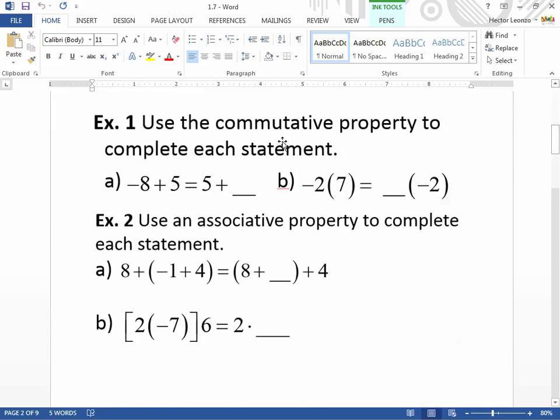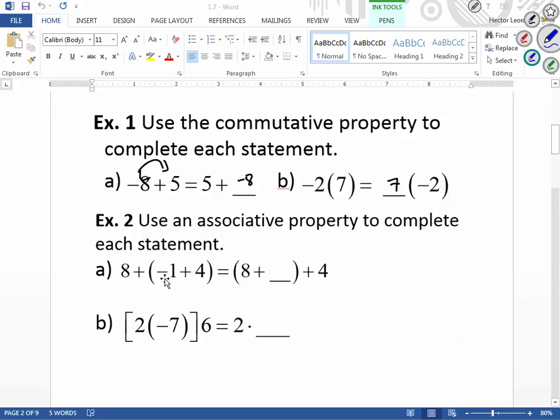Use the commutative property to complete each statement. Remember, commutative means my numbers are going to move. So negative 8 plus 5 is the same thing as 5 plus negative 8. Negative 2 times 7 is the same thing as 7 times negative 2. Remember, the numbers move.